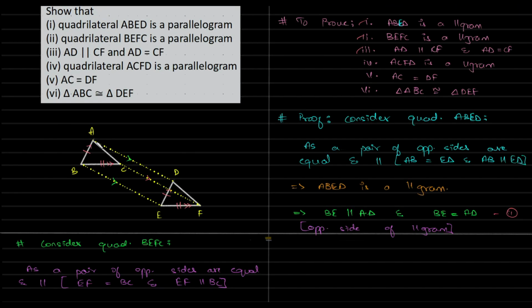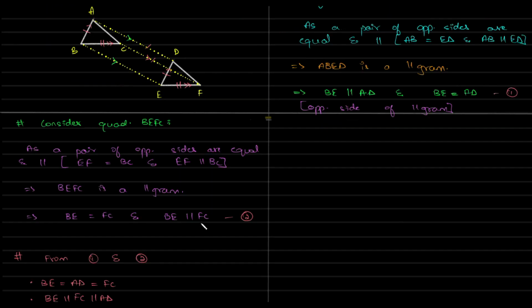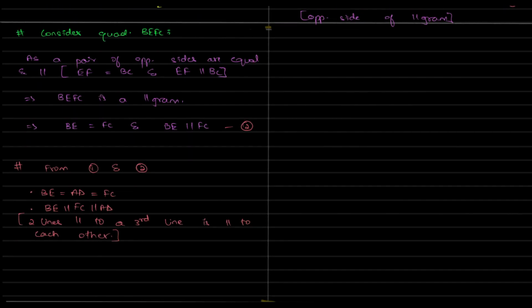Then ACFD is a parallelogram. Quite simple actually. Why? Oh no, we can't do that. Oh no, we have done it. We have AD being parallel to CF and equal. So we can conclude that, quite simple.